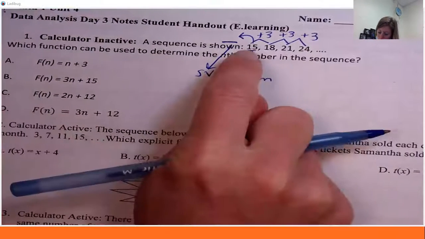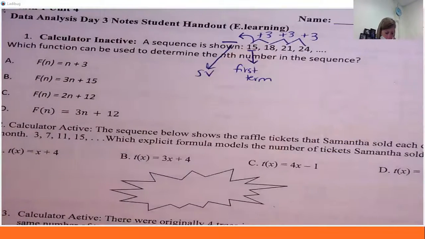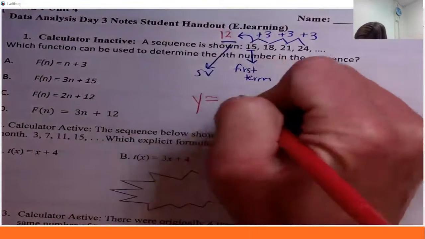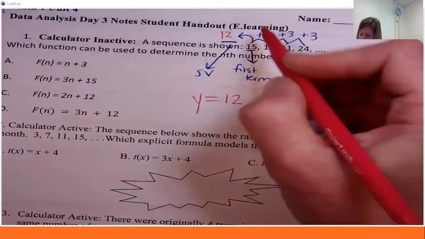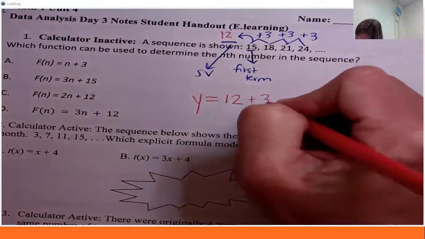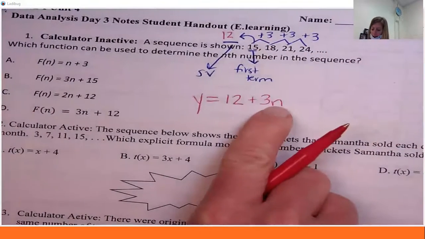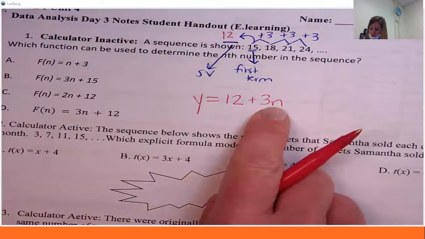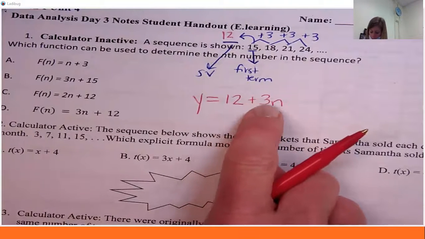Makai, what would come before 15? 12. So if I'm going to write a y equals rule, it would be 12, and then I'm adding 3 each time. So that's why it's 3 per time. That's where the variable comes through. You're adding 3 per time.